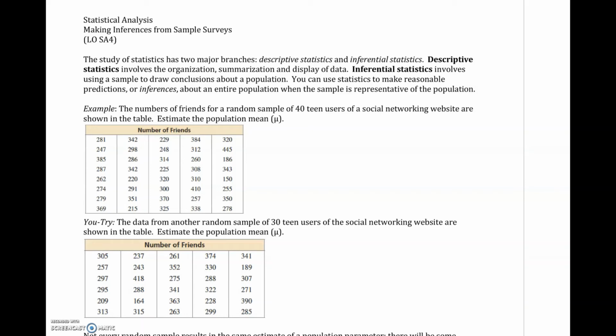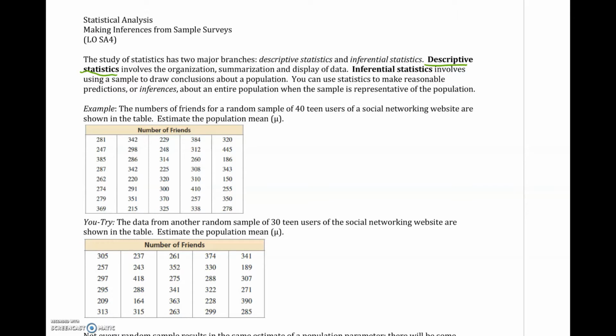In this lesson, we're going to talk about making inferences from sample surveys. But first, let's define parts of statistics. We've actually already talked about this in our previous lessons without formally defining it. There are two major branches of statistics. One is called descriptive statistics, which is basically organizing your data and summarizing it into a visual, some kind of display or summary. Like when we did the box and whisker plot or the histogram, that would be descriptive statistics.